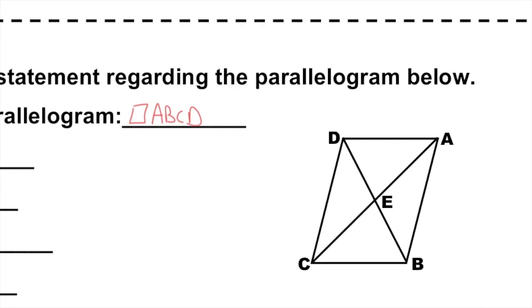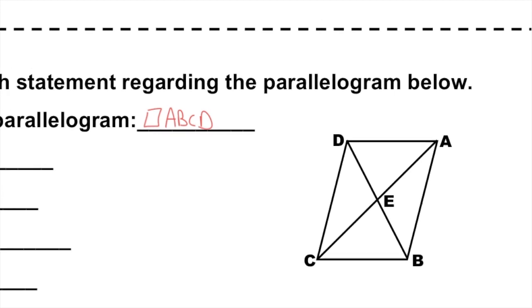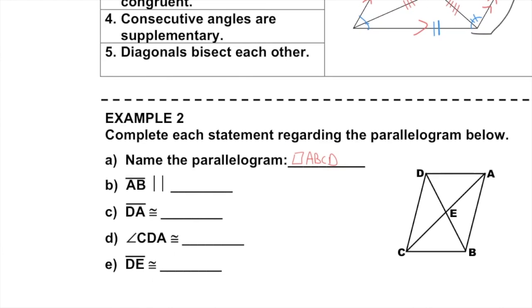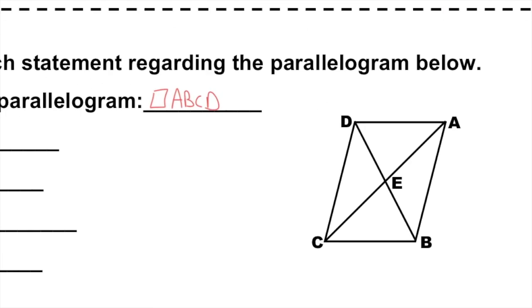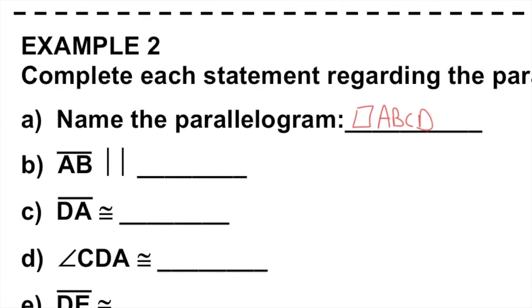But remember, you have to go in an order. So like DBCA would not work. It needs to go around the track, not through it, okay? Then it asks, side AB is parallel to what? Well, here's side AB over here. The opposite side is parallel to it, so I'm going to put segment DC.